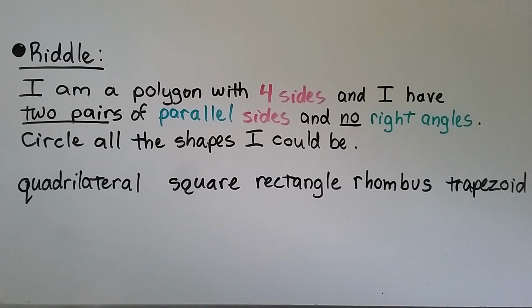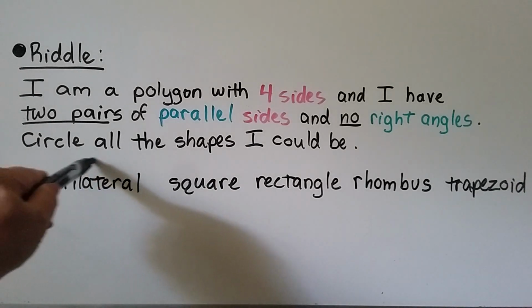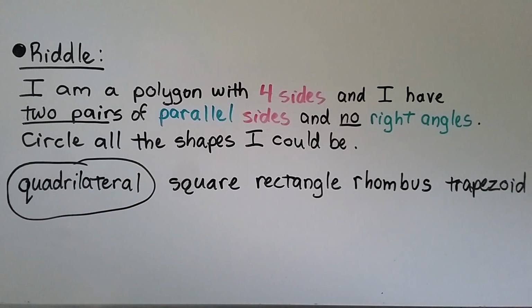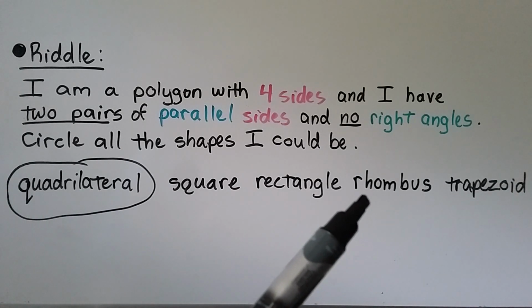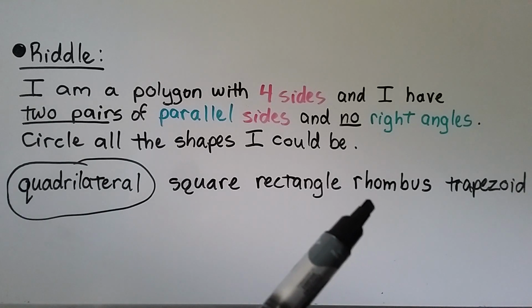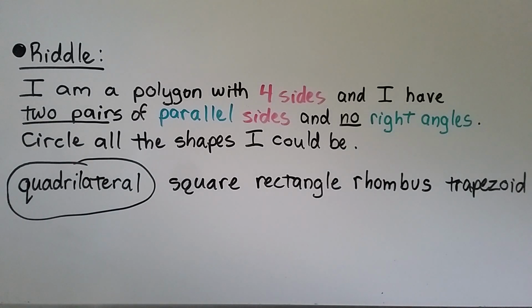Here we have a short little riddle. I am a polygon with 4 sides, and I have 2 pairs of parallel sides and no right angles. Circle all the shapes that I could be. Well, it has 4 sides, so it must be a quadrilateral. But it says it has no right angles, so it can't be a square or a rectangle. Could it be a rhombus? It's got 2 pairs of parallel sides. If you said yes, you're right. It could be a rhombus.